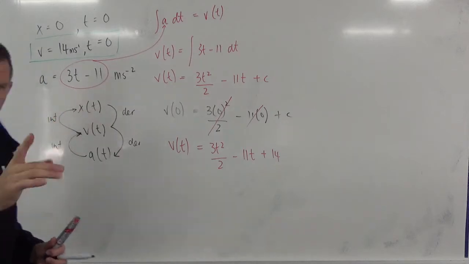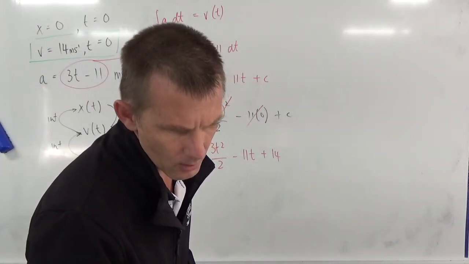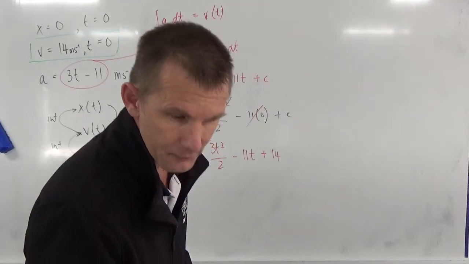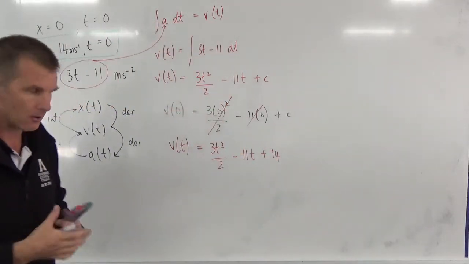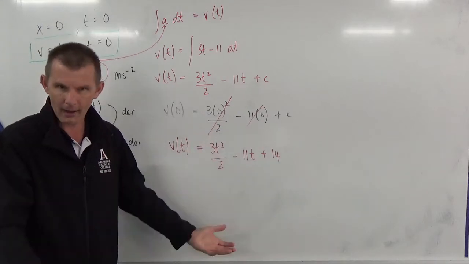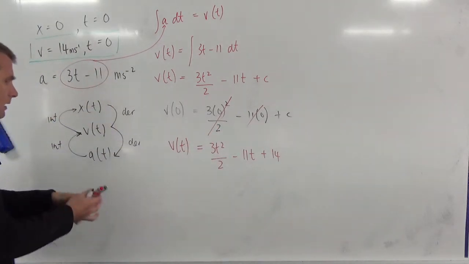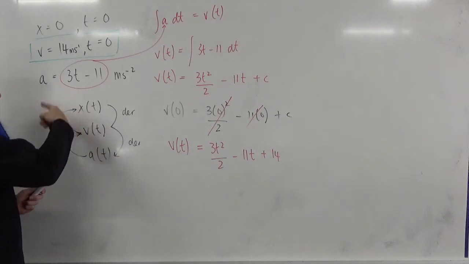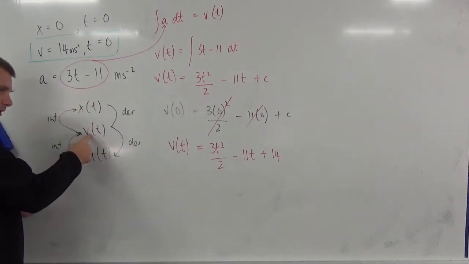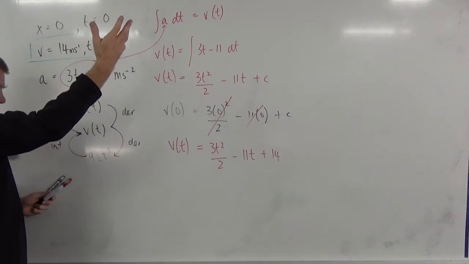Doesn't help me to answer the question, because the question said, find the velocity when the body is next at the origin. This will find me the velocity, but I don't know when it is next at the origin. When is t? So I need to now do this step. I need to integrate this again, the velocity of t again, and then I'm going to use this as the piece of information I need.